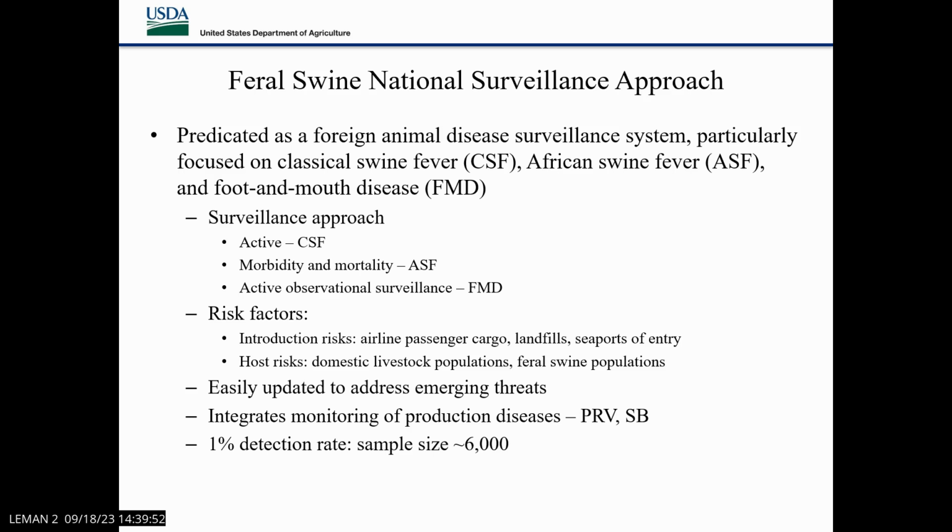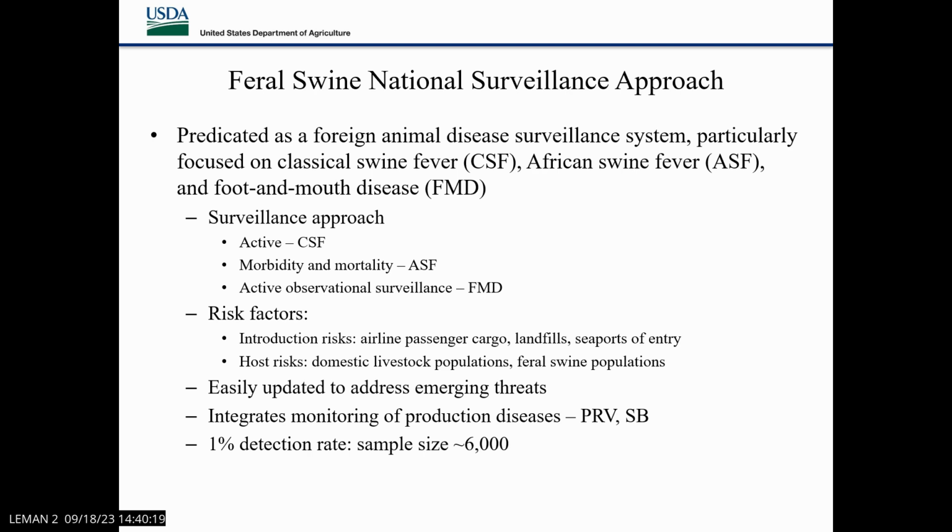From our surveillance approach perspective, we are doing active surveillance in the form of antibody surveillance for classical swine fever. So we're taking blood samples, spinning those down, and looking for antibodies for CSF. For ASF, across the whole of the feral swine invaded range, we're doing morbidity mortality surveillance, although we are doing active surveillance in some specific areas, which we'll talk about later.